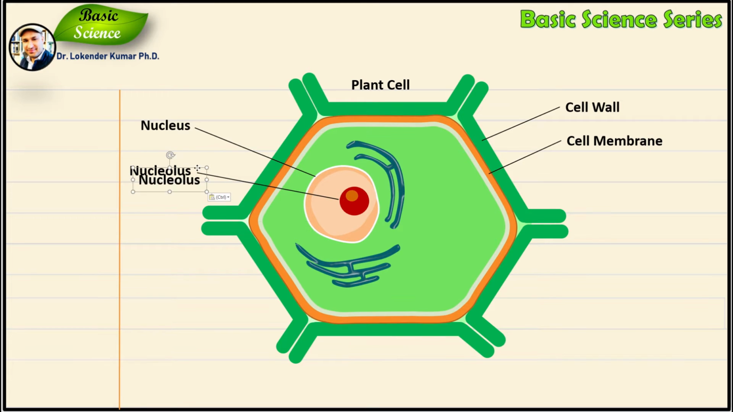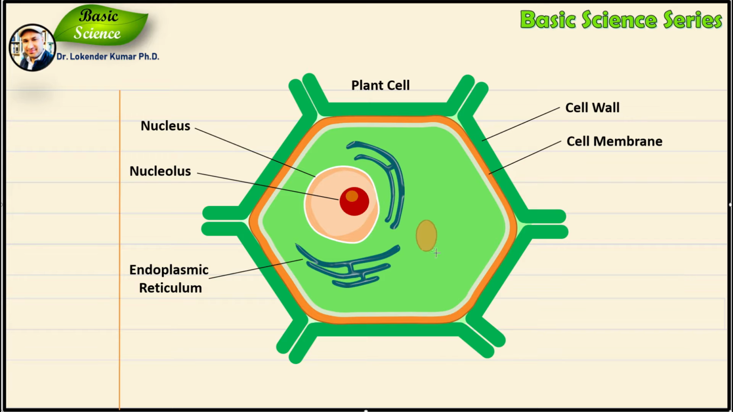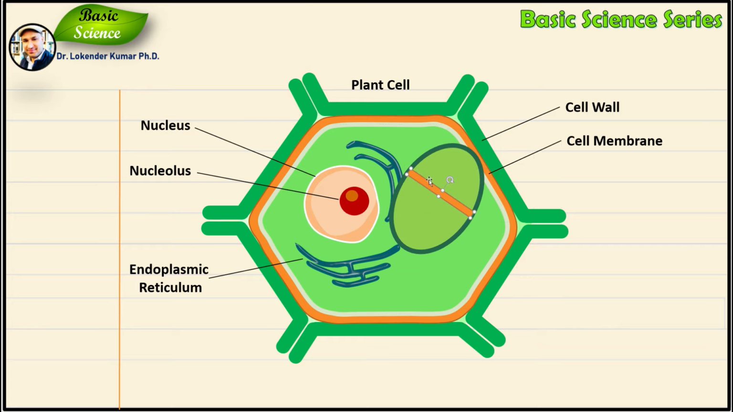Right now you can see I'm trying to label all those structures that I've designed, and there is a new structure that I'm designing. Can you guess it? This is the most important structure in the plant cell. I'm trying to design a chloroplast. This is not how a chloroplast looks, but this can represent a chloroplast structure. So this is my chloroplast.